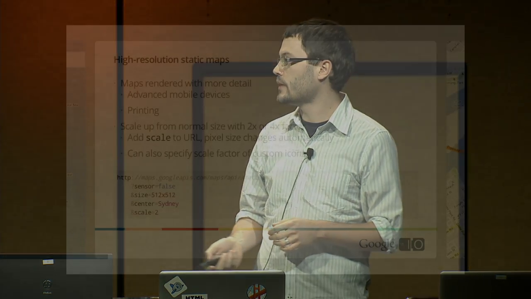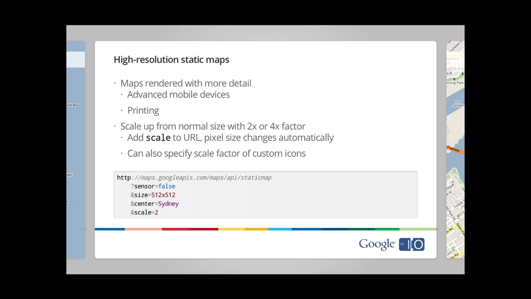So when you show that map at the same physical size on the mobile screen or printed, it will look better. It will look less fuzzy. It's pretty easy to use. You just say scale equals 2, scale equals 4. If you have custom icons for your markers, there's a way to specify that these are the appropriate resolution, and we will render them correctly.